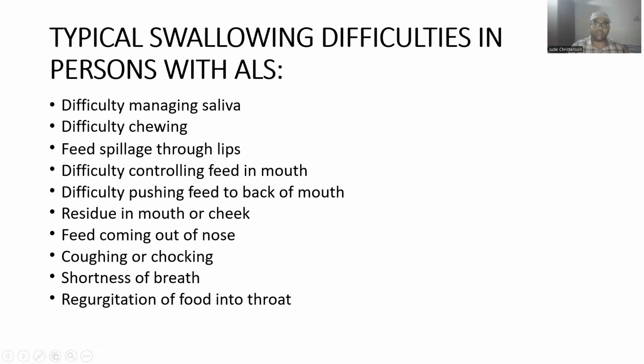These are the typical swallowing difficulties that patients with ALS can experience. There can be difficulty in managing saliva, difficulty in chewing, spillage of food through the lips, difficulty controlling the food inside the mouth, and difficulty pushing the food to the back of the mouth. After swallowing, there can be residue still left inside the mouth or in the cheeks. After swallowing, the food can come out through the nose. There can be a sensation of choking or cough during attempts of swallowing.